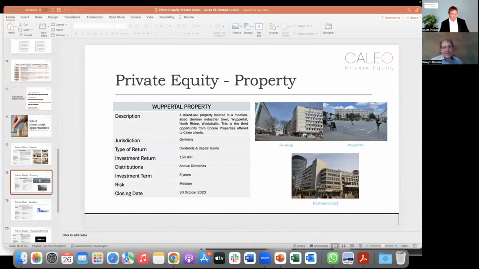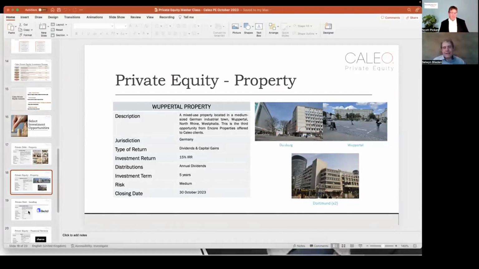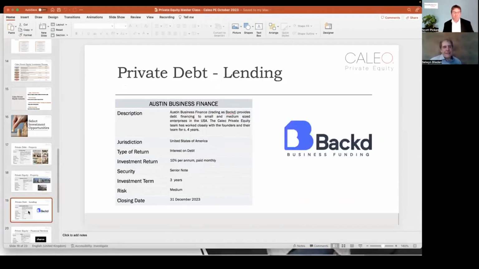Peter, let's go to the last one. So again, let's go back in our time machine, back in our airplane, and fly right across the world, back to Austin, Texas. And again, we're going to go into a different asset class now.